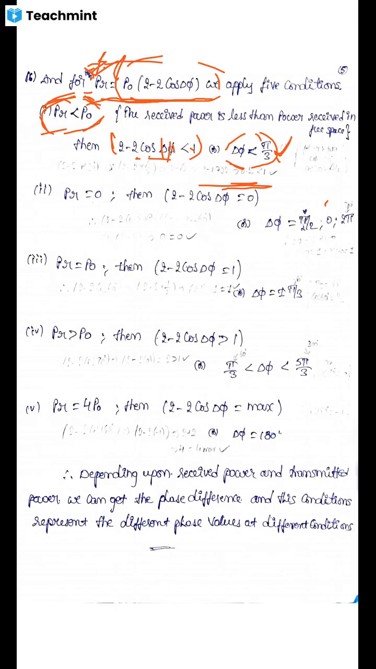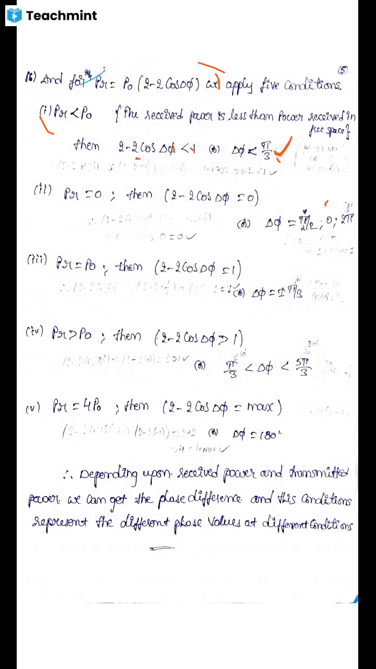When del phi is less than pi by 3. And in the second case, I am taking PR is equal to P naught. If PR is equal to P naught, then what will be the value I will get here? Sorry, I am taking the second condition as PR is equal to 0.